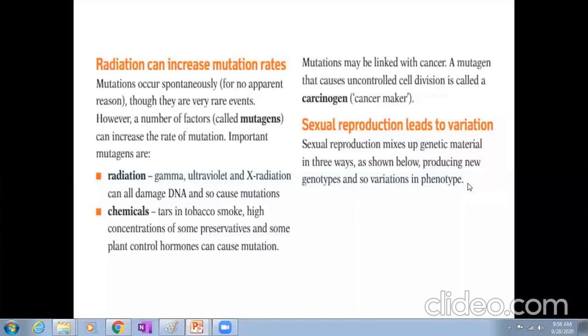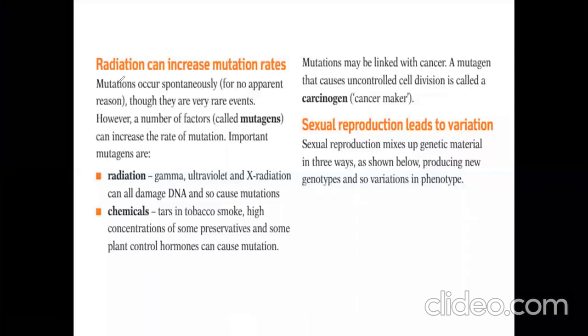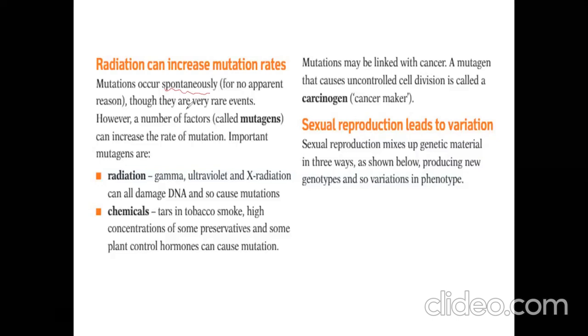Dear students, in the last lecture we discussed mutation and types of mutation. So today we are going to discuss what are the causative agents that cause mutation. Radiation can increase the mutation rate. Mutation occurs spontaneously, for no apparent reason, there is no clear reason, but it happens spontaneously. They are very rare events.